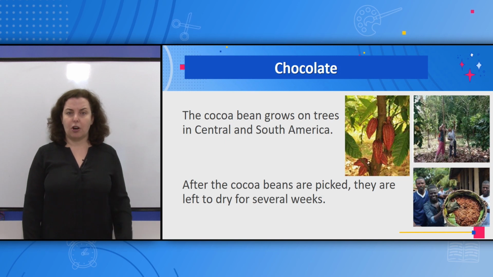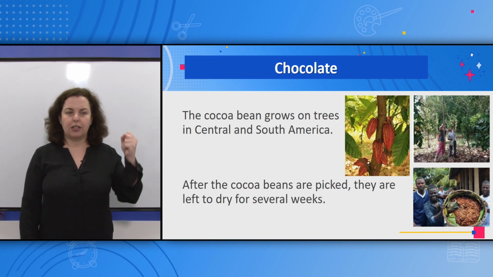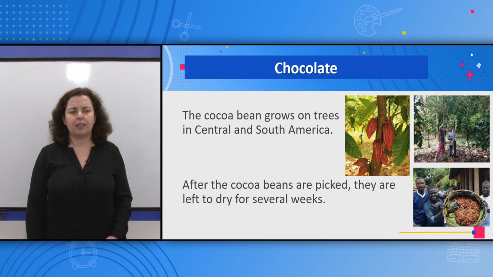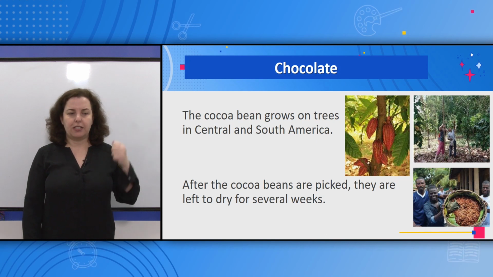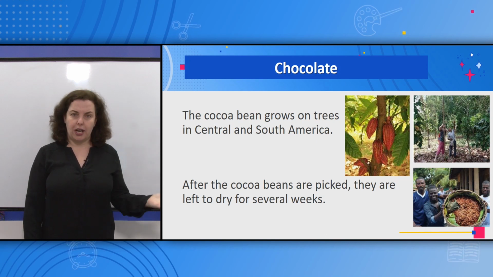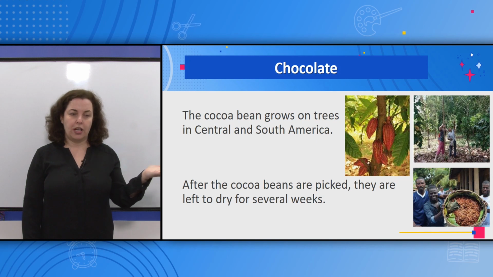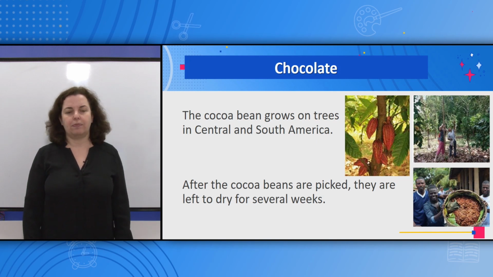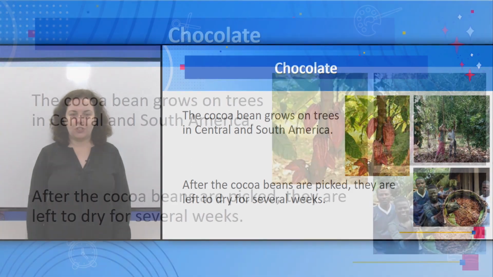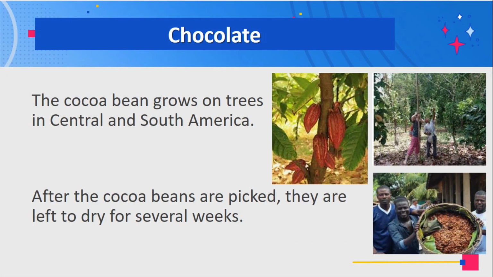After the cocoa beans are picked, that's how they pick with that very tall stick. After the cocoa beans are picked, they are left to dry. They keep them in the sun to dry for several weeks. You see the people in the picture? They have a lot of beans. Now they just leave them in the sun for the beans to dry.